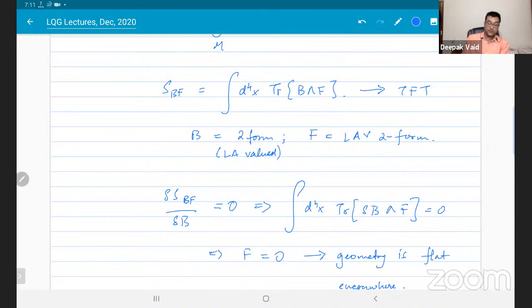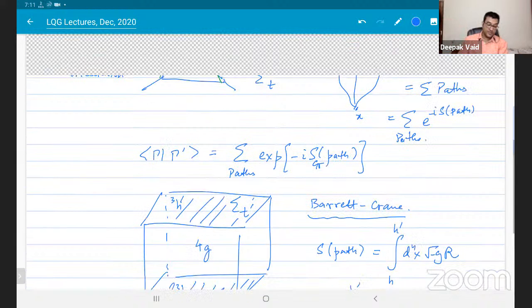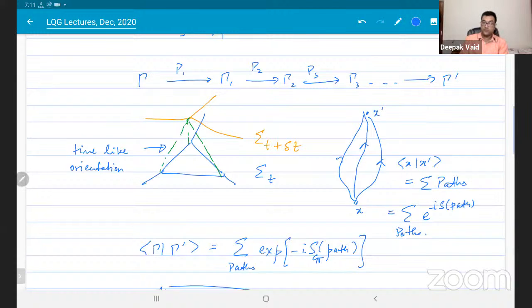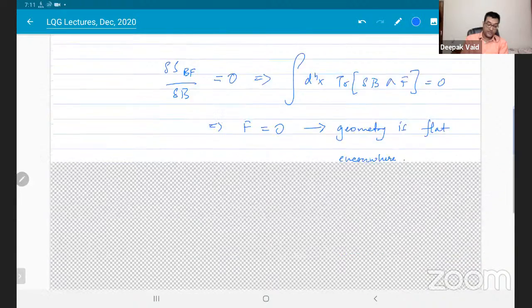Because you can define, the same way that we define our 3-dimensional spin networks, we define our spin foams. Now the edges are labeled by representations of SL2C rather than just SU2, right? Because you're working in 4 dimensions. So these edges would be labeled by some boosts, let's say. And these are the time-like components.